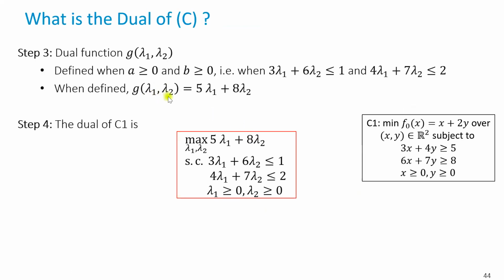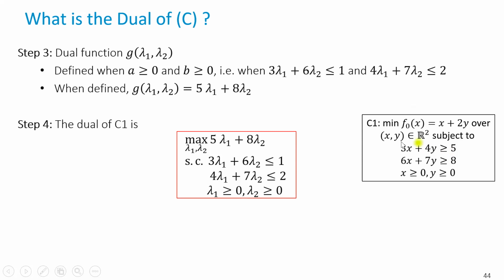Therefore, the dual problem consists in maximizing. Remember, the dual of a minimization problem is a maximization problem. The dual function, which is 5 lambda 1 plus 8 lambda 2, subject to these inequalities, which come from here, and subject to lambda 1, lambda 2 non-negative, which comes from the generic framework. So bingo, we have found the dual, or one form of the dual of this problem, and we see that the dual of a linear optimization problem is a linear optimization problem.